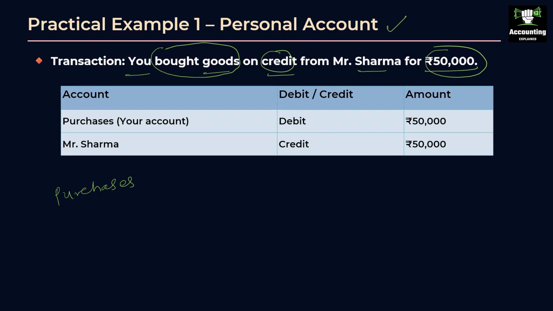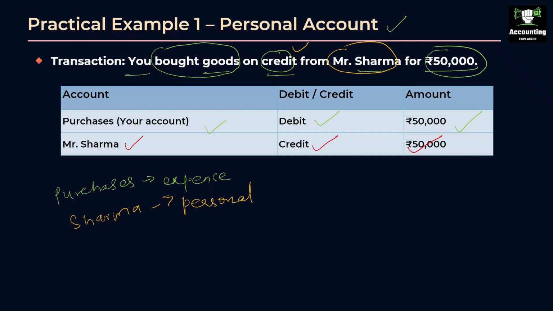Okay. Now, let us see this purchases. Purchases is an expense. So the rule of expenses, debit all expenses and losses. It's a nominal account. So purchases account should be debited with rupees 50,000. Okay, got it? Next is your credit thing we have to take. So we have bought goods from Mr. Sharma. Mr. Sharma is a personal account. Mr. Sharma is giving you goods. So the rule of personal account is credit the giver. So here Mr. Sharma will be credited with rupees 50,000.